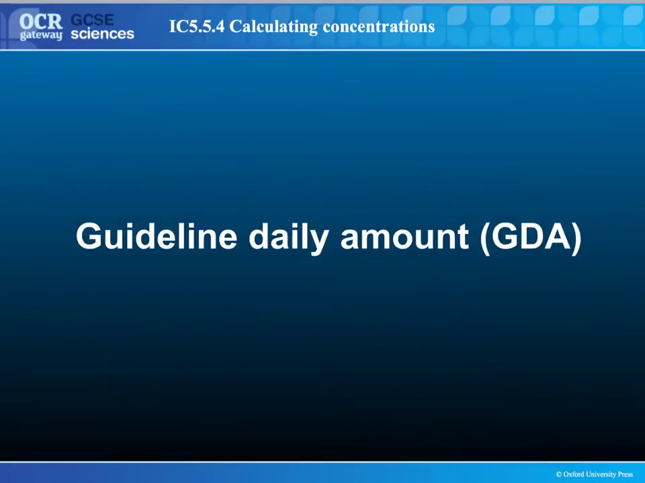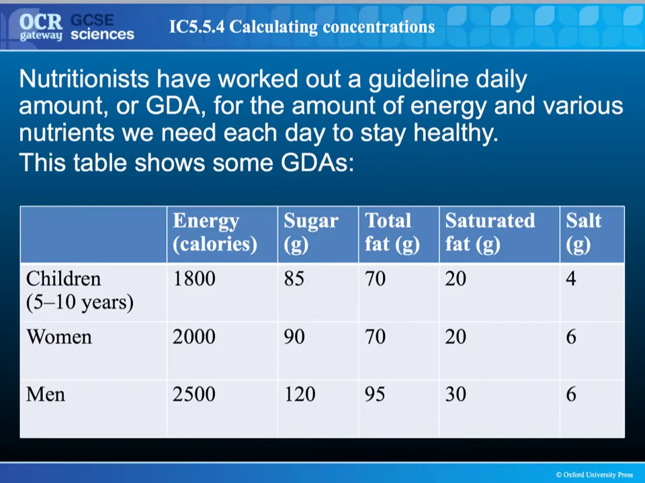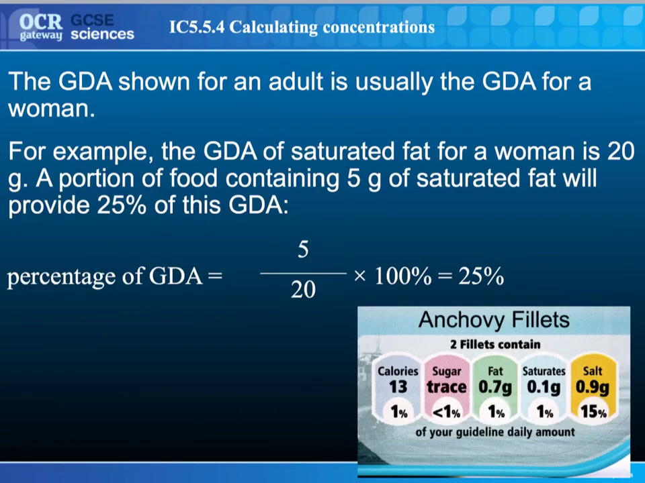And finally, looking at the guideline daily amount of different nutrients you would be getting in your diet. So nutritionists have essentially worked out the amount of different things that you need in your diet to stay healthy. You can see here that there are differences between children, women and men, with men requiring the most of these different nutrients.